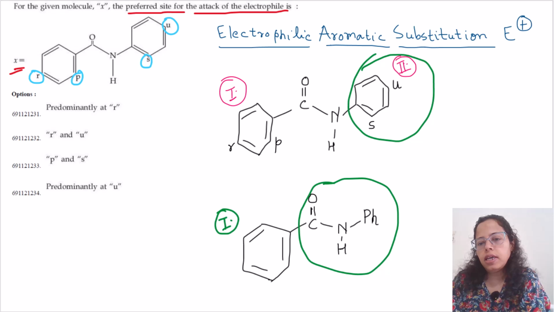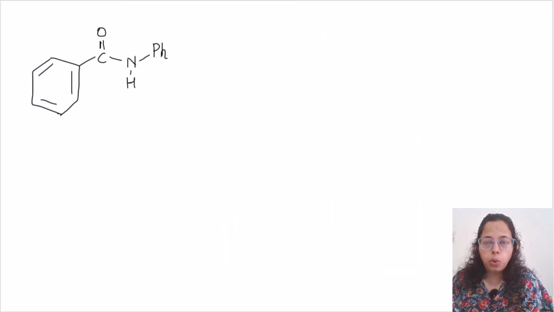But which one is the immediate group attached to the aromatic ring? The nearest group attached to the aromatic ring is the CO group, the carbonyl group. And we very well know that the carbonyl group is an electron withdrawing group. Its nature is electron withdrawing according to -I and -R effects, so the inductive effect as well as the resonance effect. Both of these indicate that the carbonyl group is an electron withdrawing group.